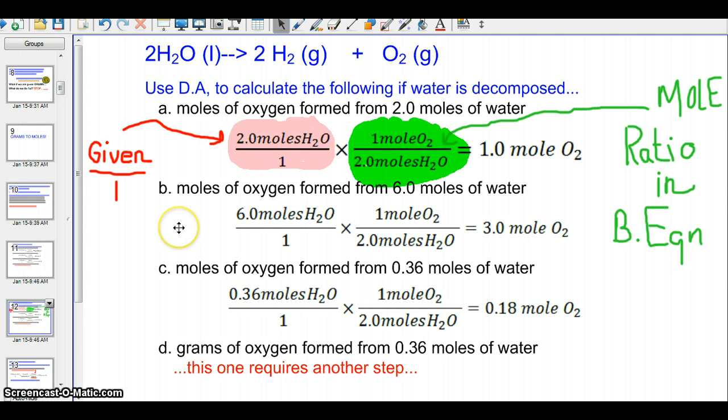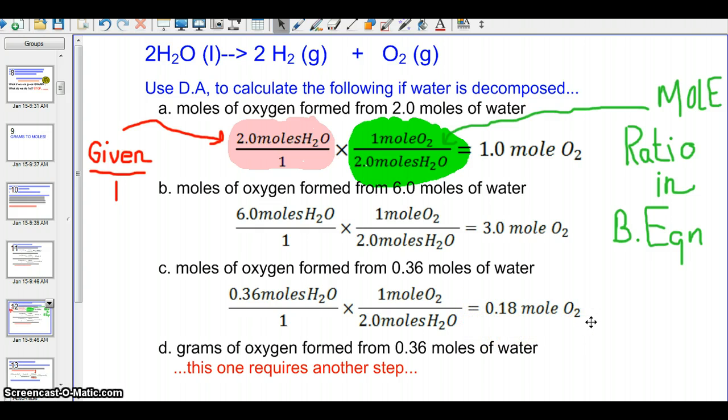In each case, no matter what your given is, that always goes over 1. Your ratio comes from comparing your given, water, to oxygen from the balanced equation. Oxygen, a coefficient of 1, seen here. Coefficient of 2 for water, seen down below. Moles of water, cancel moles of water to give you moles of oxygen. And also in the third case, to give us moles of oxygen.